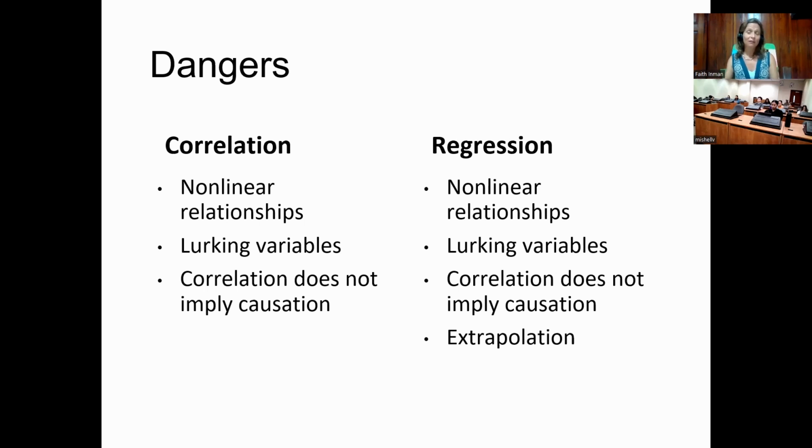You also have to look out for lurking variables, which are factors that could affect your Y other than X that you didn't include in your analysis. Now, remember, with correlation, you can only include two variables. So if there's something else affecting Y besides the X, you don't know. With regression, you could include multiple factors. So you can take those lurking variables into account.